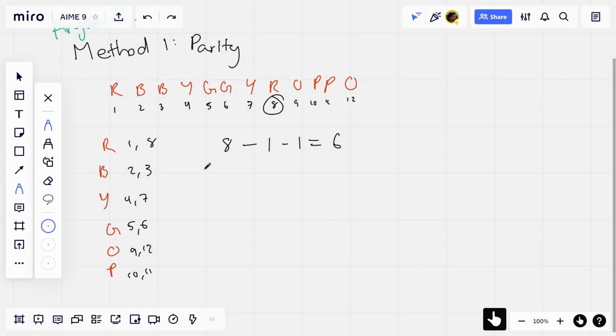But what if both of the positions of the red blocks were odd? Let's say 7 and 1, we would have 5 blocks between the two red ones, which means that the arrangement wouldn't be even. And let's say that the positions were both even. Let's say our red blocks were at the 8th and 2nd position. Well, then we would have 5 blocks again in between the two, which means the arrangement is not even.